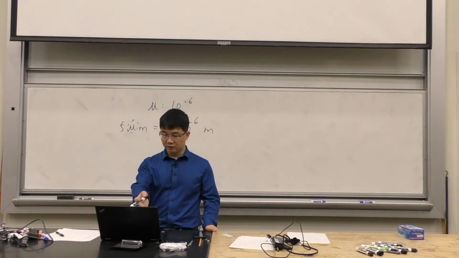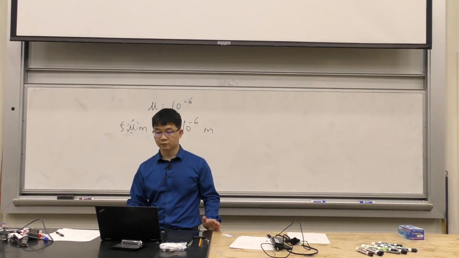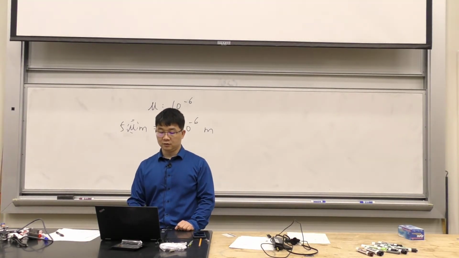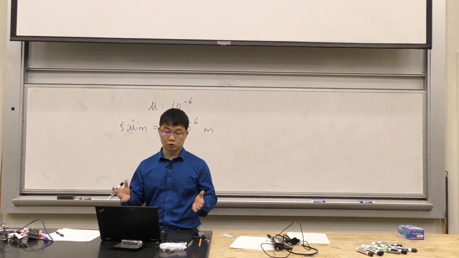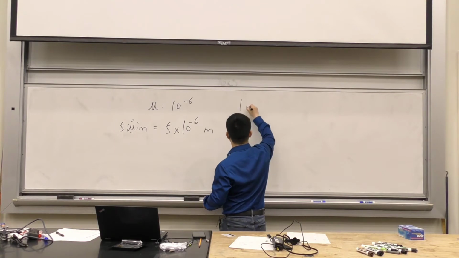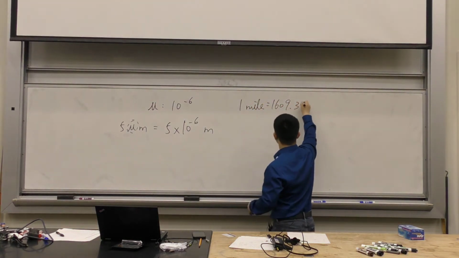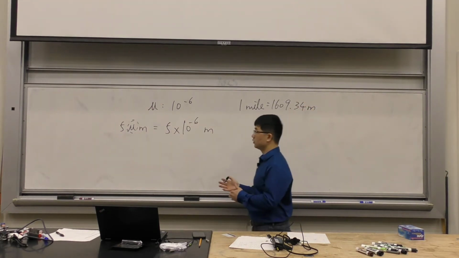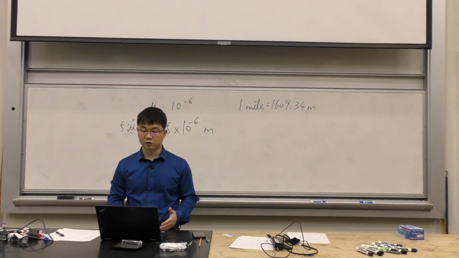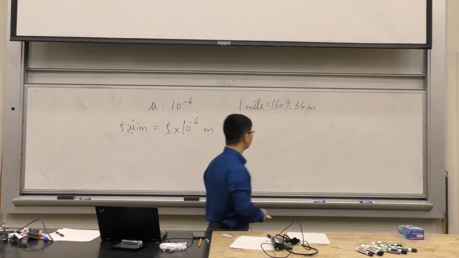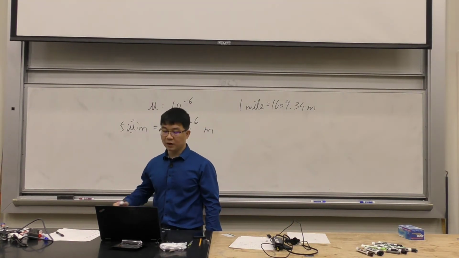For example, let's take a look at slide 10. If I want to convert miles to meters, I need to know the conversion factor between them. So 1 mile equals 1609.34 meters. And once you have this conversion, you can convert meters to miles or miles to meters. So what do you do with this? For example, if you want to convert 1850 meters to miles, right?